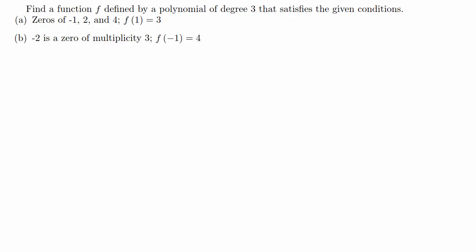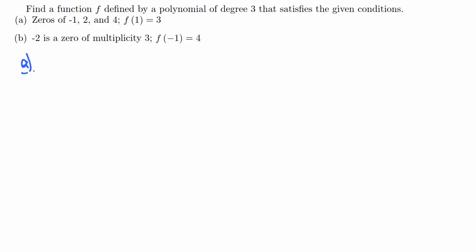Hello. In this example, we want to find a function f defined by a polynomial of degree 3 that satisfies the given conditions. A says zeros of -1, 2, and 4, and it also tells us that f of 1 equals 3.